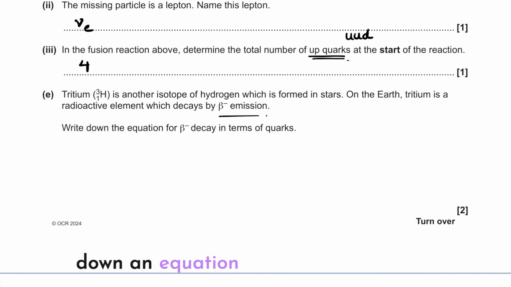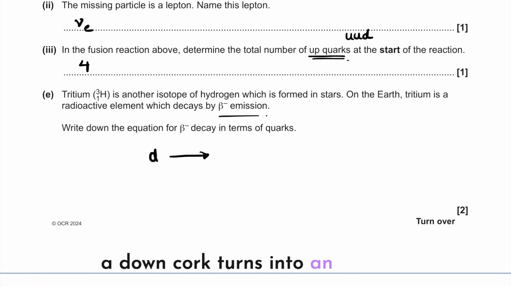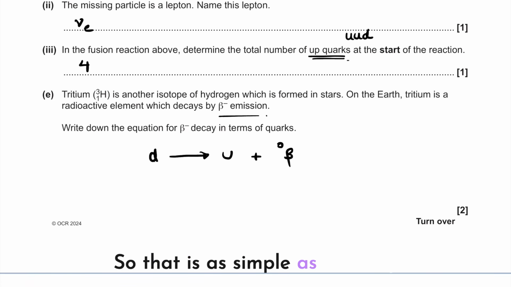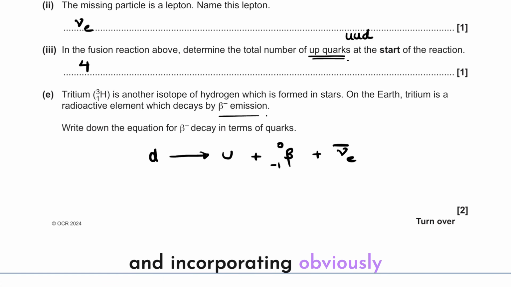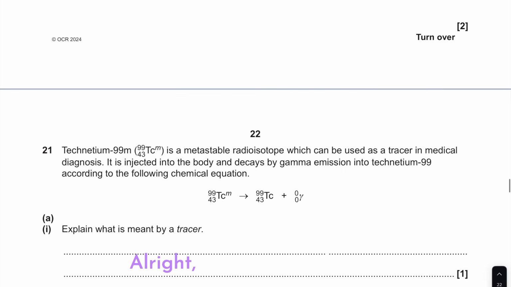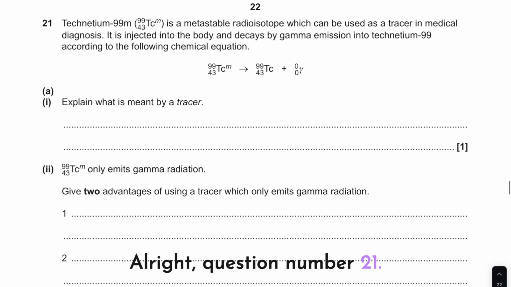Write down an equation in terms of the quarks. In terms of the quarks, we know that beta negative happens when a down quark turns into an up quark. So that is as simple as knowing and incorporating, obviously, the anti-electron neutrino here. All right, question number 21.